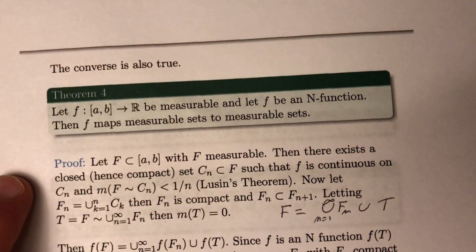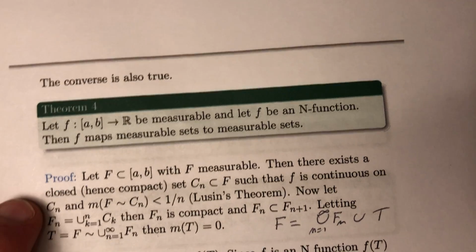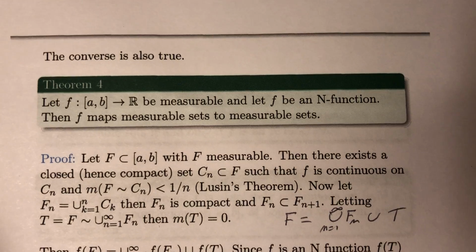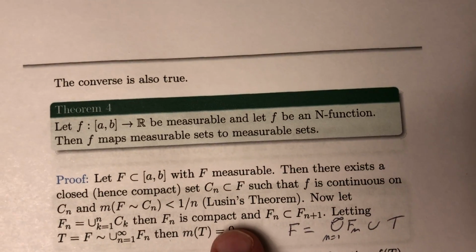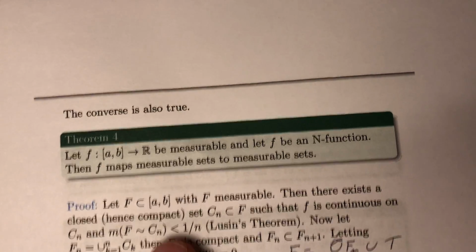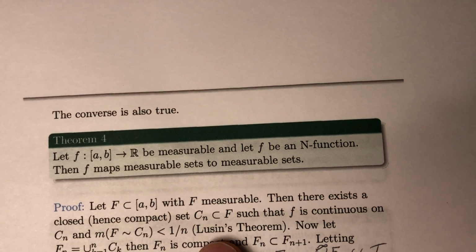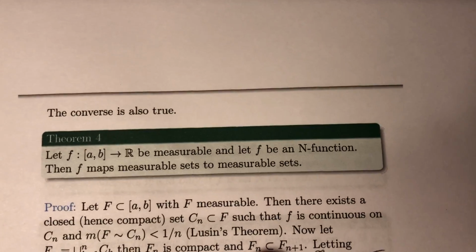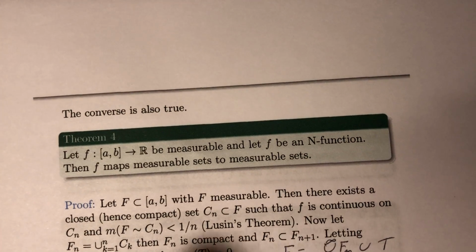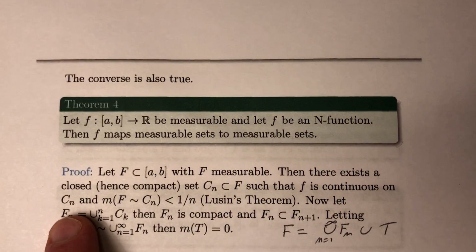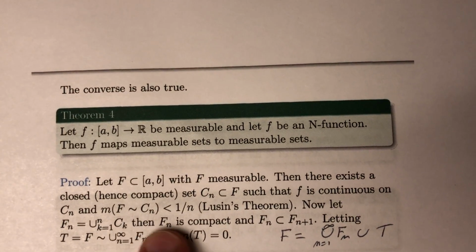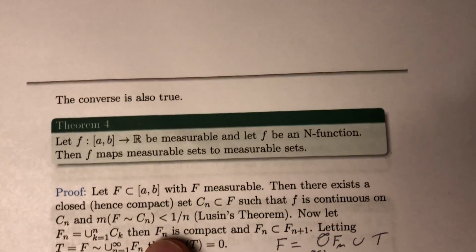Okay, so let's see how this goes. Suppose we have F, a subset of [a,b], with F measurable. Now, there's a famous theorem called Lusin's theorem that says that if our function here is measurable, then it turns out that it's nearly continuous. This theorem says that f is continuous on some closed set, C_n, and the difference between the domain and C_n is a very small set.